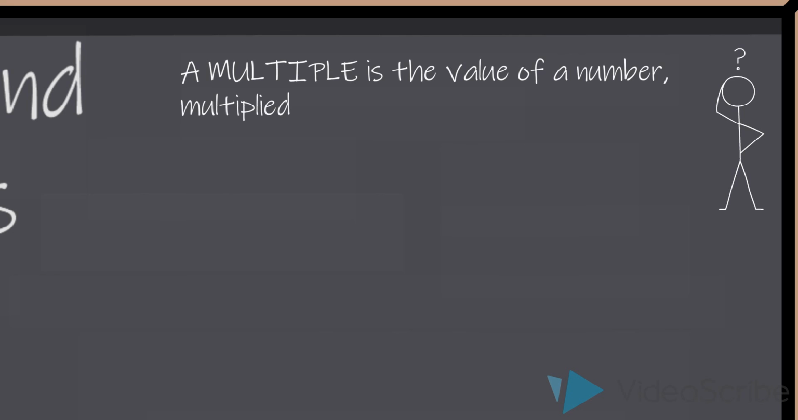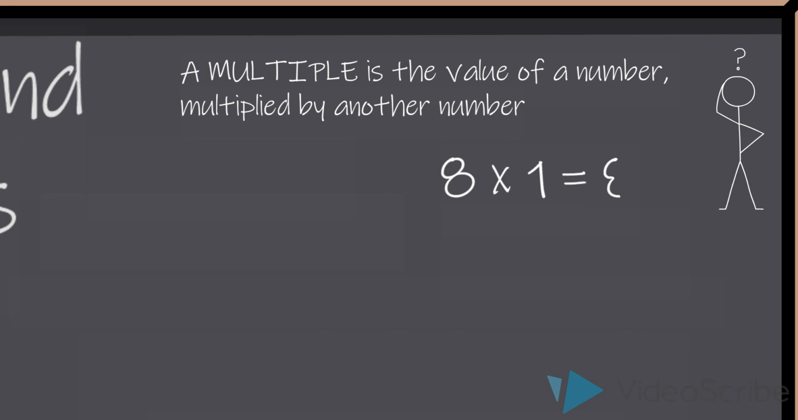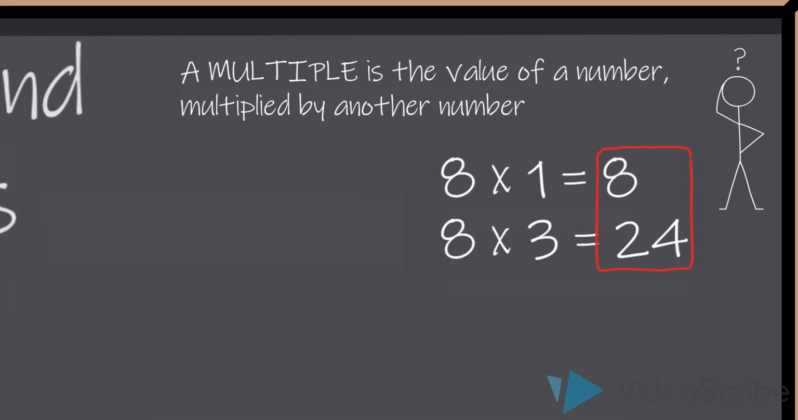So, what then is a multiple? A multiple is the value of our number multiplied by another number. For example, 8 times 1 equals 8, or 8 times 3 equals 24. 8 and 24 are both multiples of the number 8.